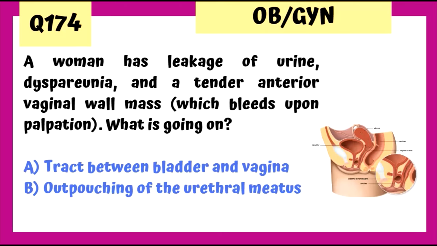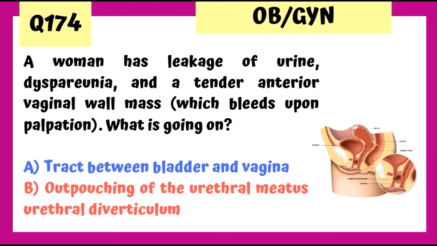Question 174, a woman has leakage of urine, dyspareunia, and a tender anterior vaginal wall mass, which bleeds upon palpation. What is going on over here? So we have this anterior mass, which bleeds. This is a urethral diverticulum, which bleeds upon palpation, and that's what's going on. It's an outpouching of the urethra.